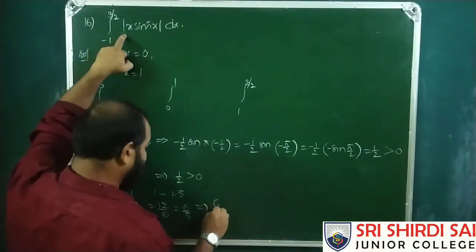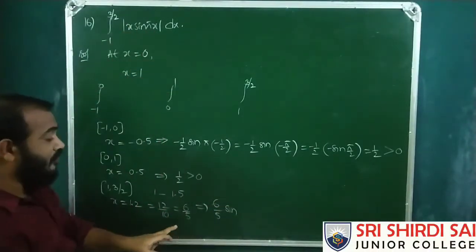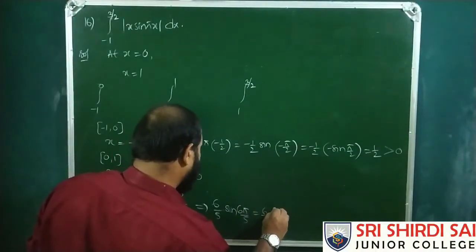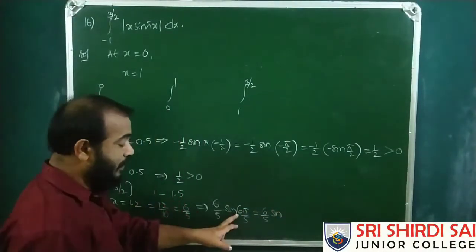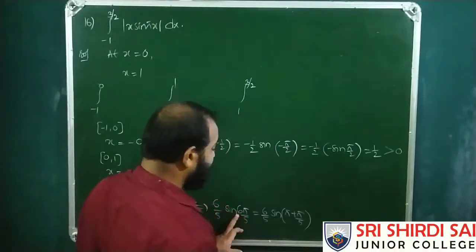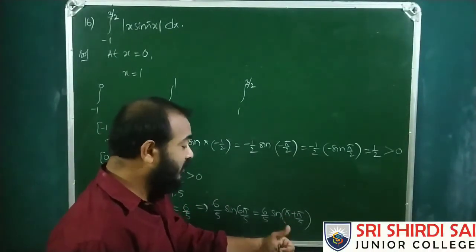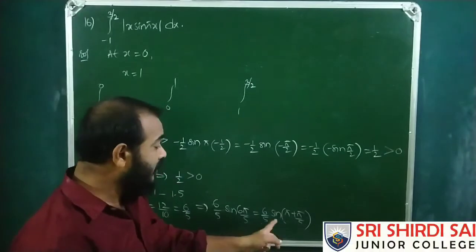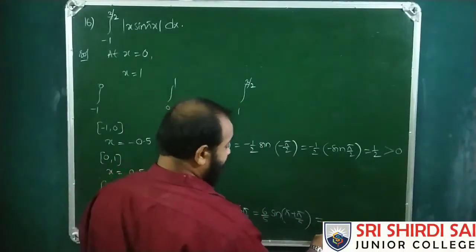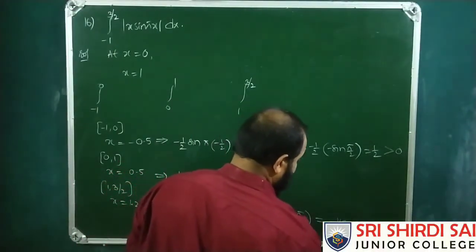x is 6 by 5, sine pi into 6 by 5 is 6 pi by 5. So that means 6 by 5 into sine 6 pi by 5, which is pi plus pi by 5. That means 180 plus theta, sine 180 plus theta, which quadrant? Third quadrant. In third quadrant, the value is negative. So this is a negative value we are getting. Negative is always less than 0.